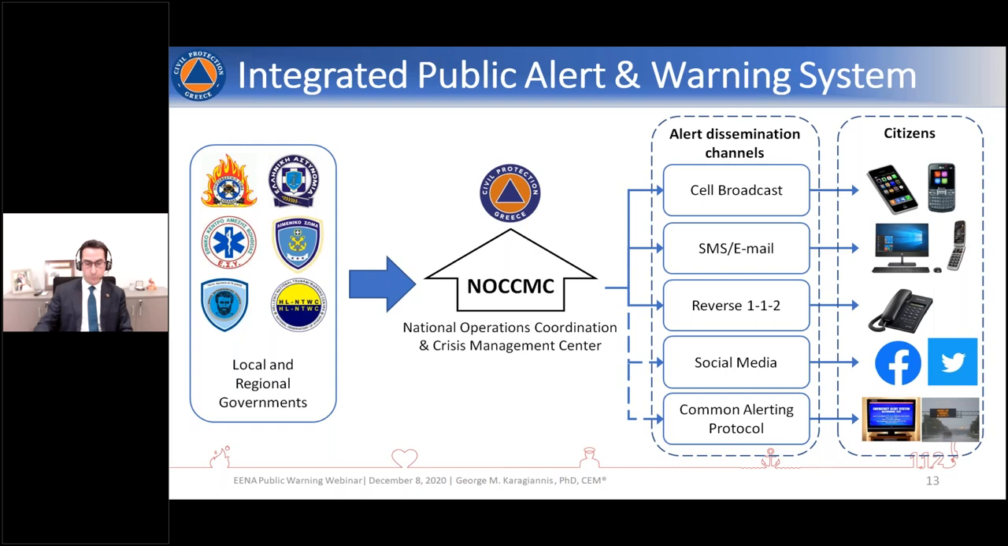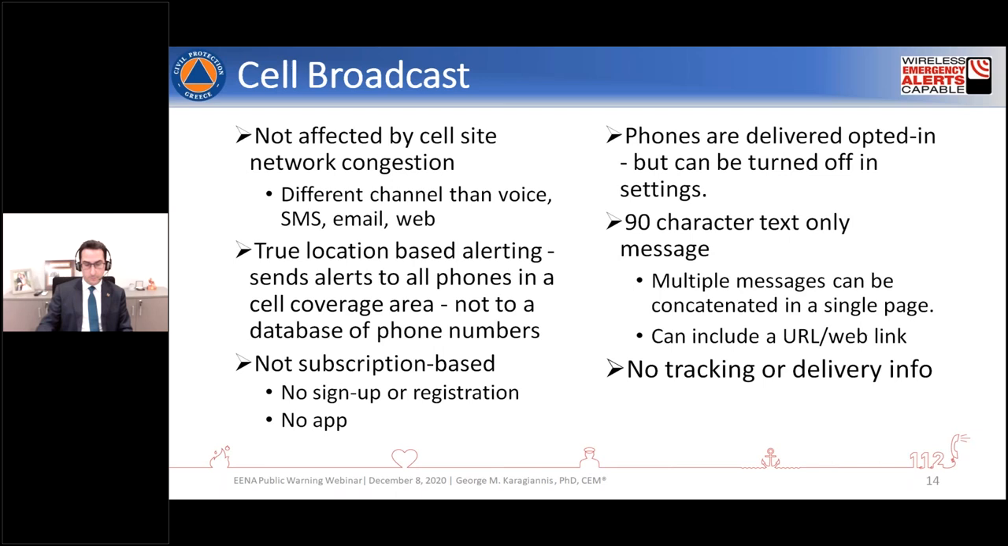All of you probably know the characteristics of cell broadcast all too well, but let me outline some features of the technology that relate to disaster response. First, cell broadcast is not affected by cell site network congestion because it uses a different channel than voice, text messages, email, or web. The system sends alerts to all cell phones in a cell coverage area and not to a database of phone numbers.